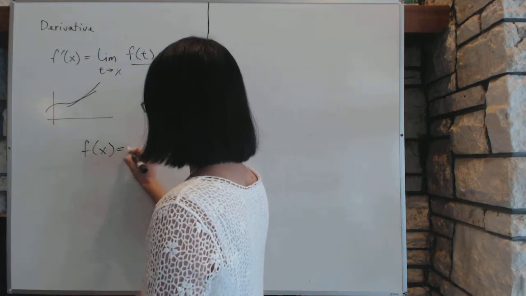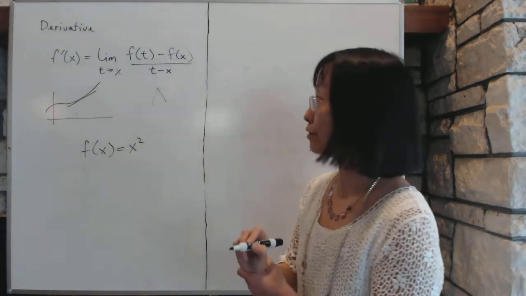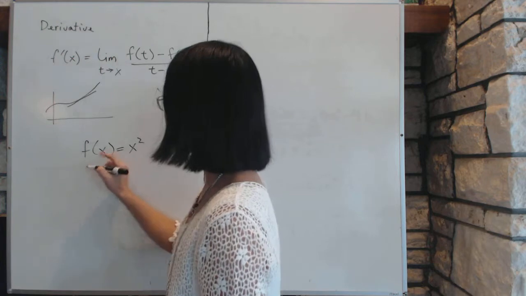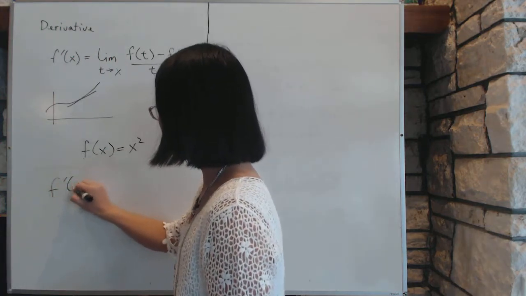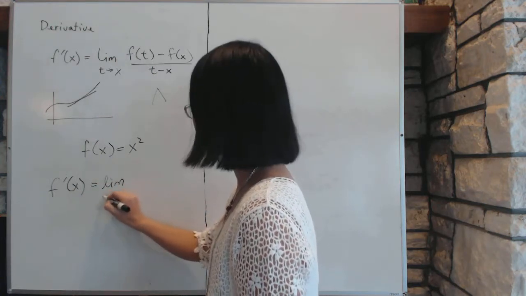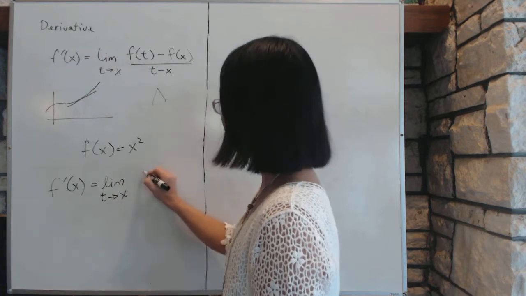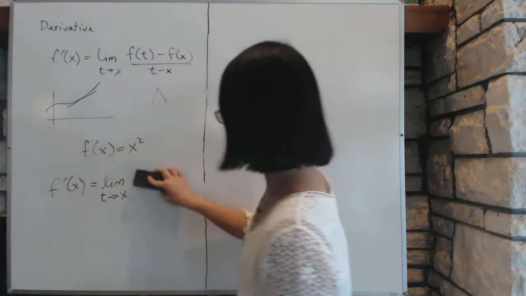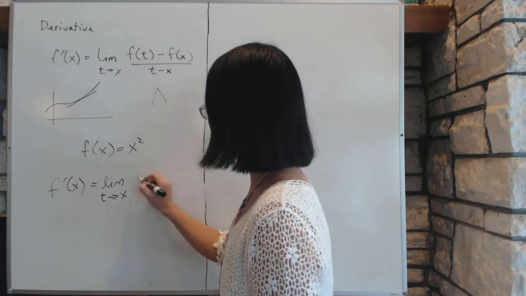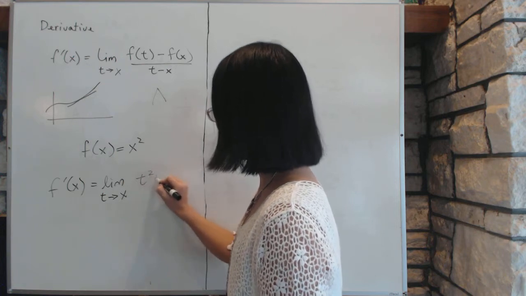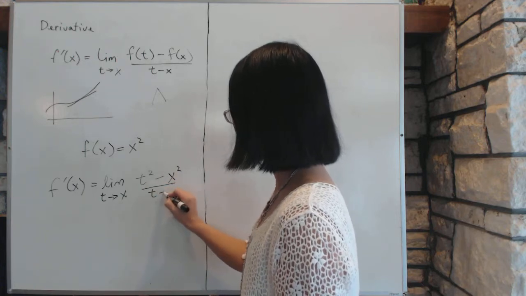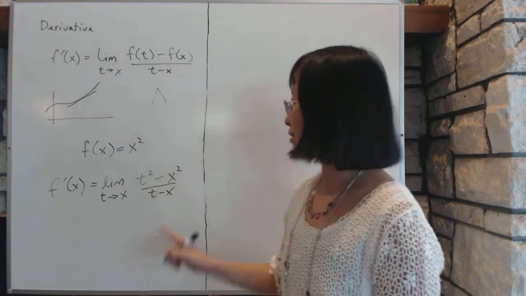Now, as an example, let's look at a very simple function, such as, let's say, f of x equal to x squared. And then let's find out what is the derivative of this at any point x. So by definition, let's figure out what the f prime is, if it exists. Okay, so f prime of x by our definition is the limit as t goes to x of f(t), which is just t squared, because the function f is just x squared, minus f(x), which is x squared, divided by t minus x.